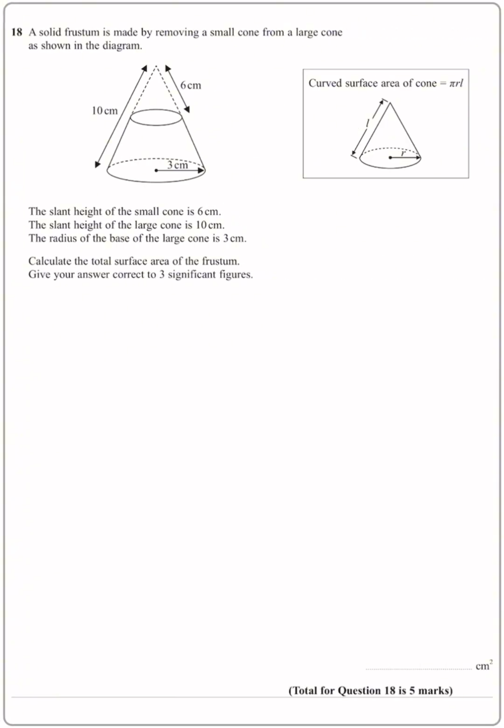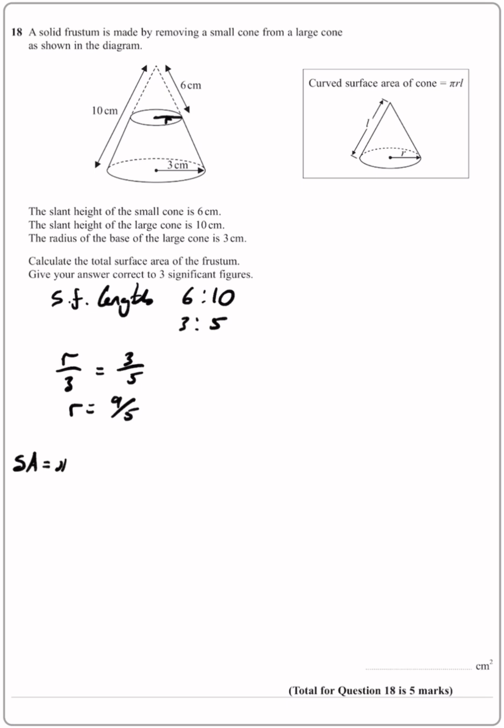Question 18. So we're looking at scale factors to begin with. I'm looking at scale factors of the two cones, including the cone that's been cut off the top. The two cones will be similar. So the scale factor of lengths, just looking at the slant height of both of the cones, is going to be 6 to 10, or simplifies to 3 to 5. Therefore, if we compare the radii, the radius of the smaller circle on top over 3 is going to be the same as 3 over 5. And so that shorter radius is going to be 9/5.